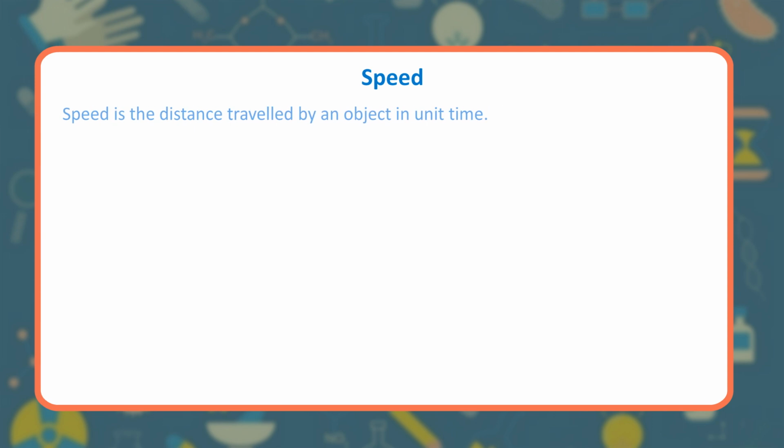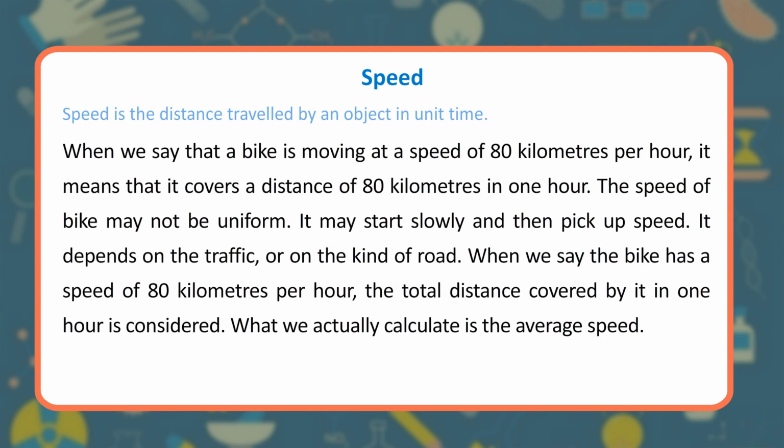Speed. Speed is the distance traveled by an object in unit time. When we say that a bike is moving at a speed of 80 km per hour, it means that it covers a distance of 80 km in 1 hour. The speed of the bike may not be uniform. It may start slowly and then pick up speed. It depends on the traffic or on the kind of road.